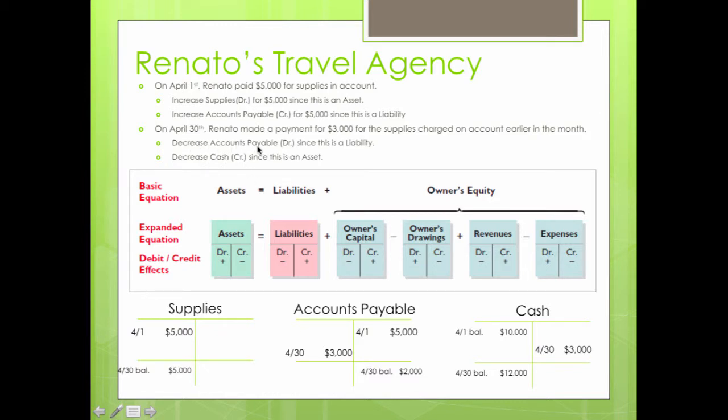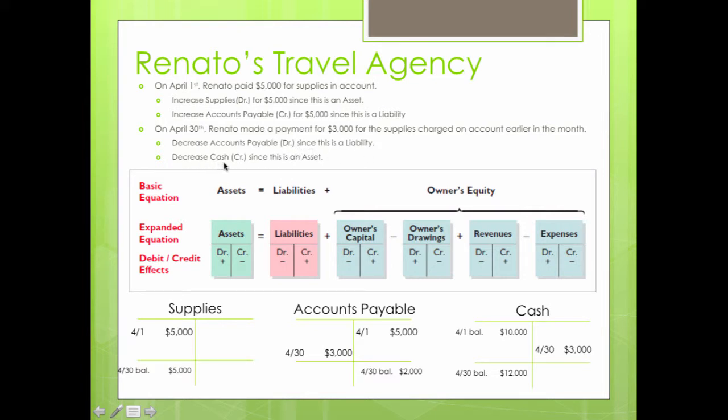So let's look at accounts payable. Accounts payable is part of a liability. And we're going to decrease the amount, right? We want to make sure that the balance goes from $5,000 to $2,000 because we're going to make a $3,000 payment. And in order for us to decrease the amount under liabilities, you have to debit, right? Under the liabilities. And debit is on the left side of the equation, or the left side of the T account. So we're going to record that on the debit side on April 30th for $3,000. And that's the reason I put decrease accounts payable as a debit, since this is a liability.